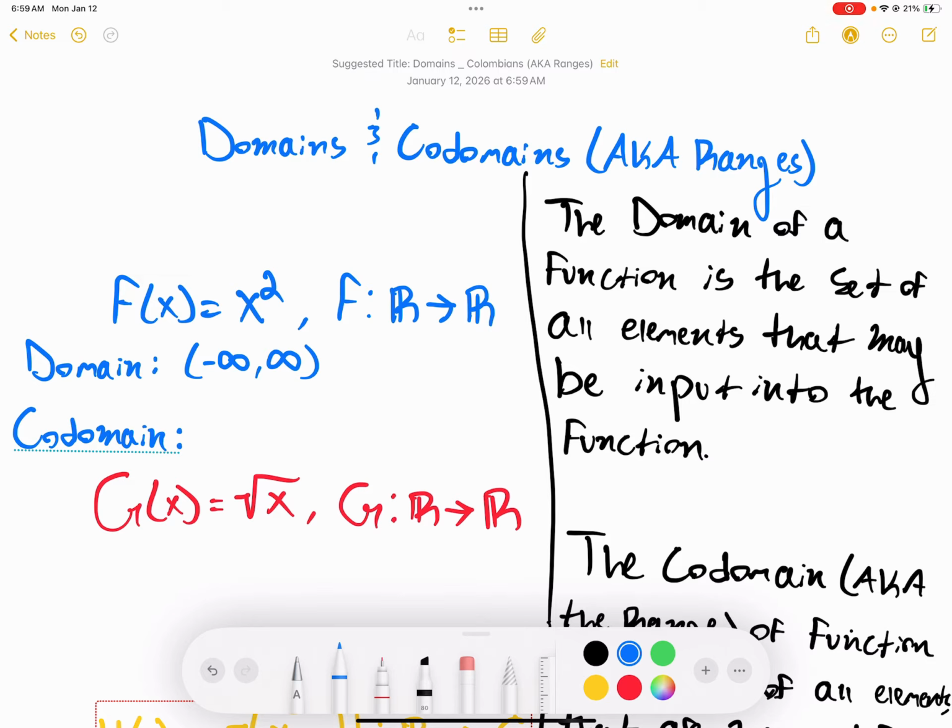If you give me positive 25, then I can give you actually 2 inputs that map to positive 25. One would be negative 5. Another one would be positive 5, because f of negative 5 equals negative 5 squared, which is 25. And f of positive 5 would equal 5 squared, which is 25.